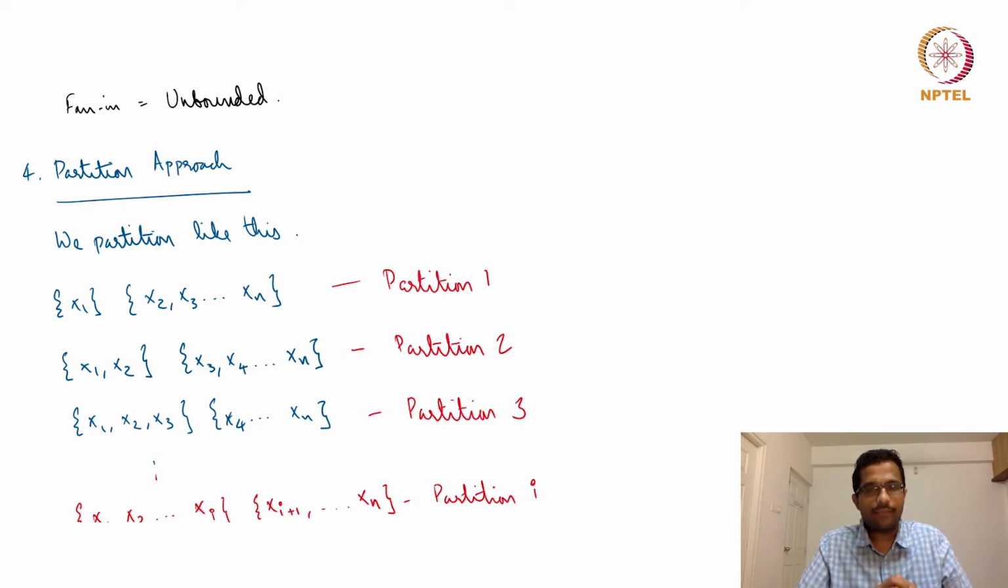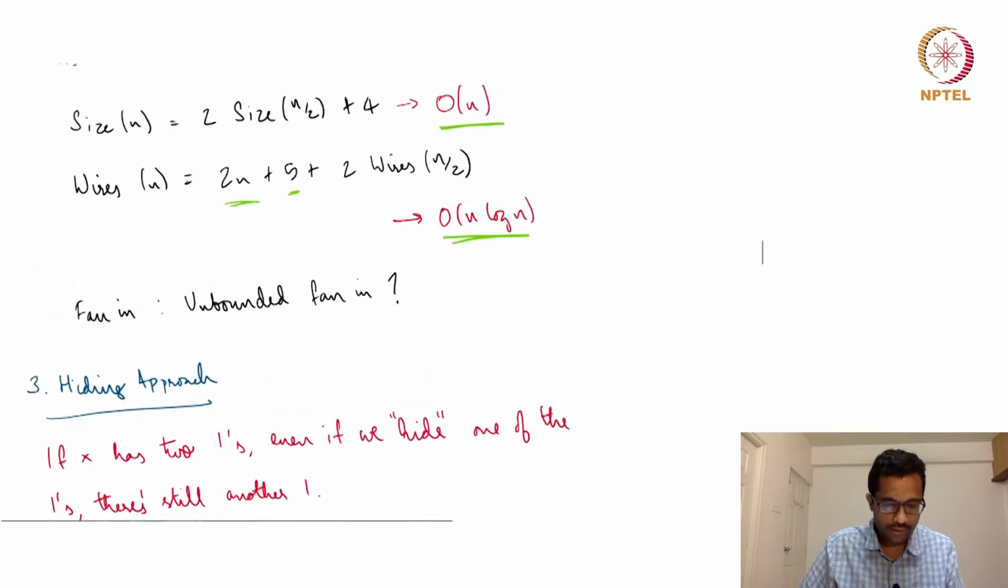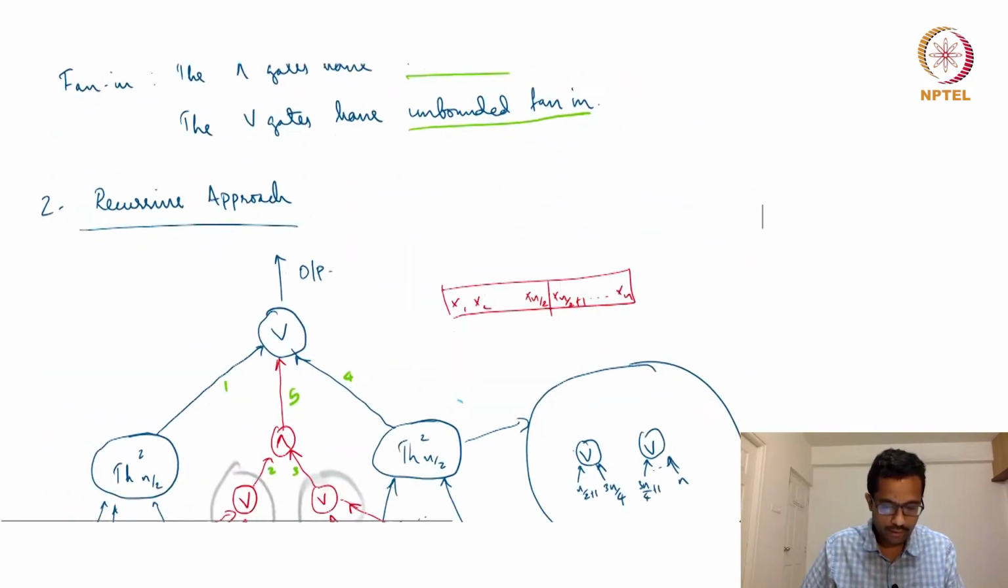In the last lecture, we saw the threshold 2 function, which requires 2 of the input bits to be 1. We saw 3 approaches using circuits to decide that: the brute force approach, the hiding approach and the recursive approach. Now we are going to see another 3 approaches to decide the threshold 2 function in this lecture.